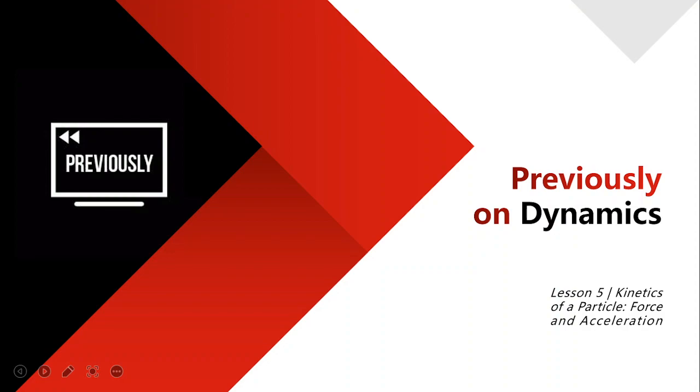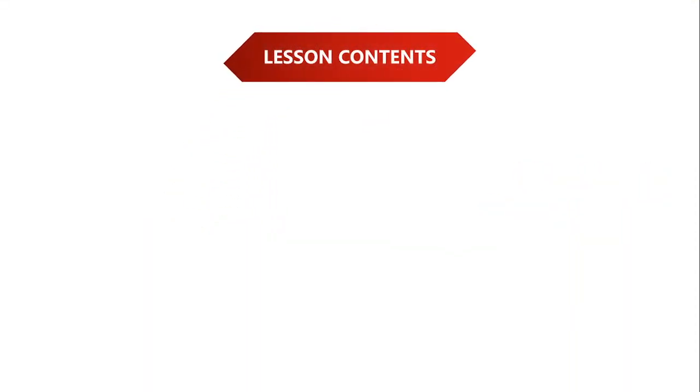And we also derived and explained the equations of motion when using rectangular coordinates. We also derived and explained the equations of motion using the normal and tangential coordinates. And we also solved problems related to Newton's second law of motion and the equation of motion in rectangular, normal, and tangential coordinates. So much for the recap. So let's proceed to our main lesson for today.